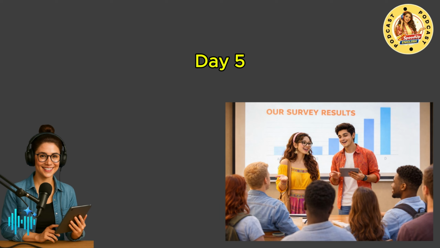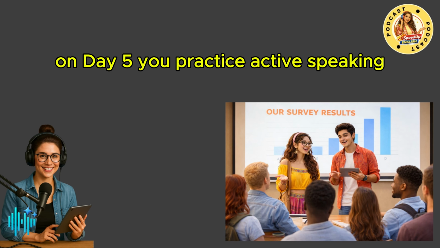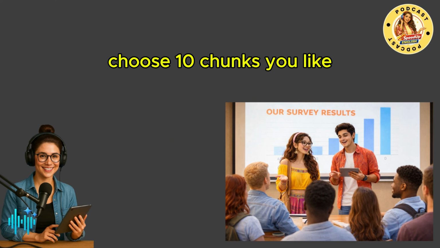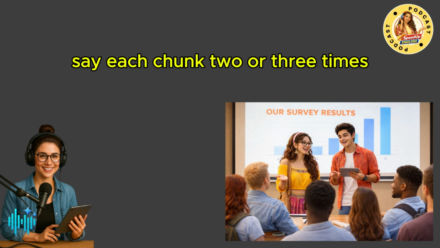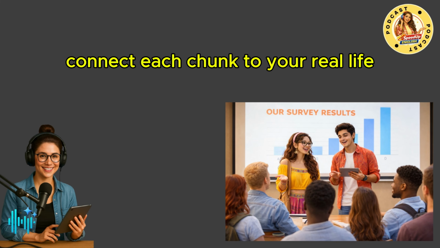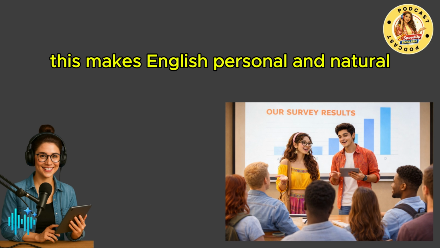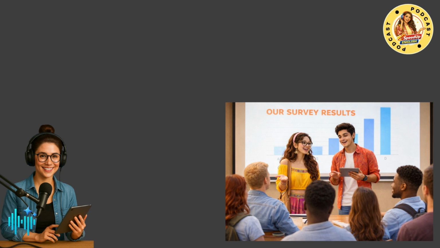Day 5. On day 5, you practice active speaking. Choose 10 chunks you like. Say each chunk 2 or 3 times. Connect each chunk to your real life. This makes English personal and natural.